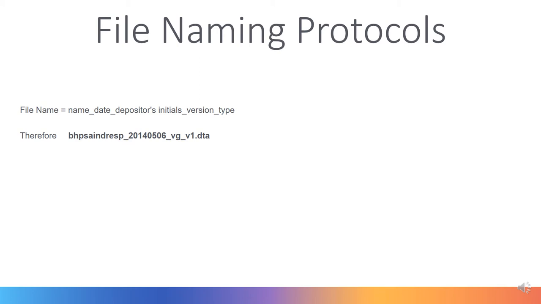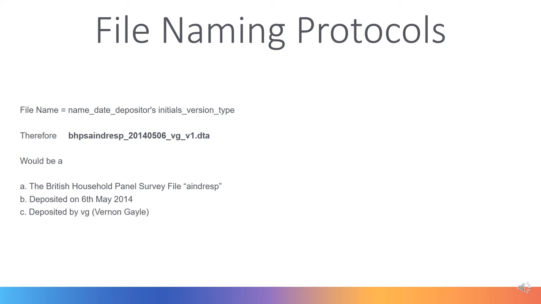You'll produce many files in a year, so having it round this way is very important because you don't want to have loads of files ending in 2014. I have produced some other files since 2014. So I've got the eye readable name, the date, the depositor's initials, that's me, VG, and the version. So it's V1 and this is a .dta file, so it's a Stata data file. So this would be a BHPS file, INDRESP. It's deposited on the 6th of May, 2014. It's deposited by Vernon Gale, VG, and it's version 1. And the file type is a Stata .dta file.